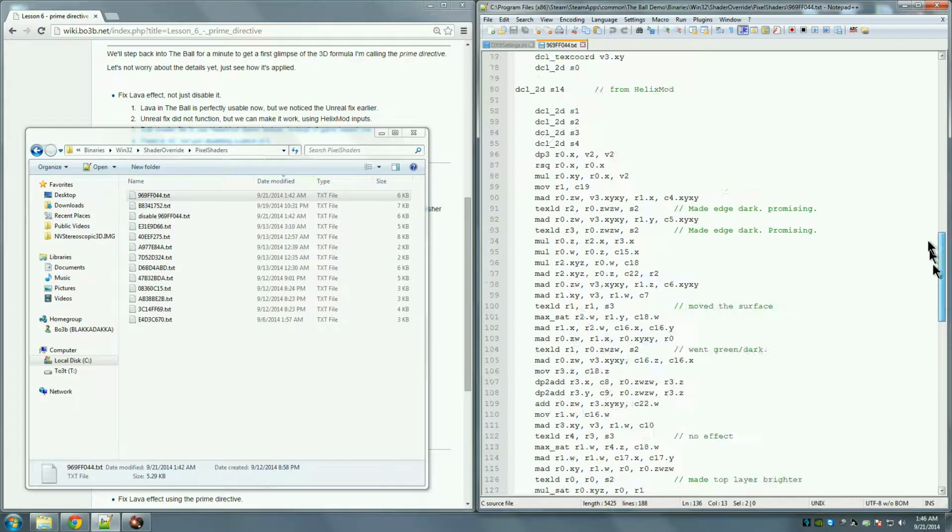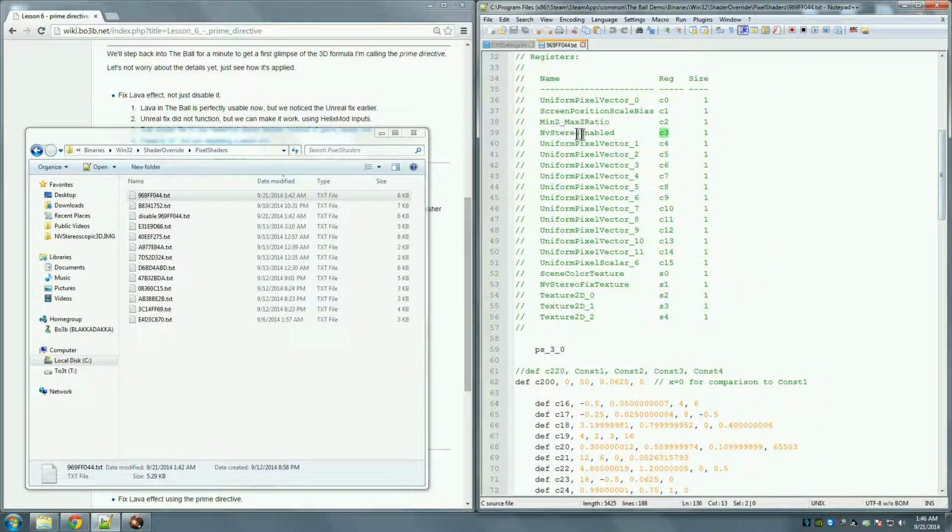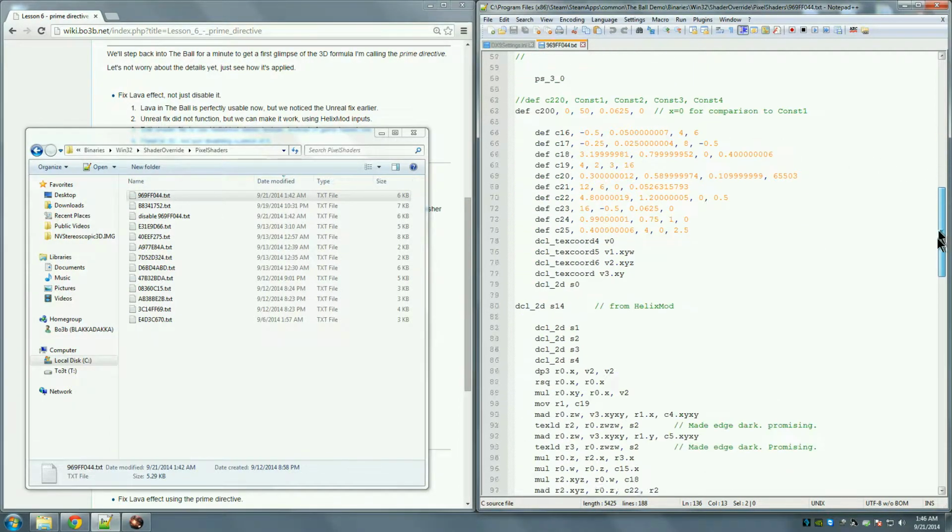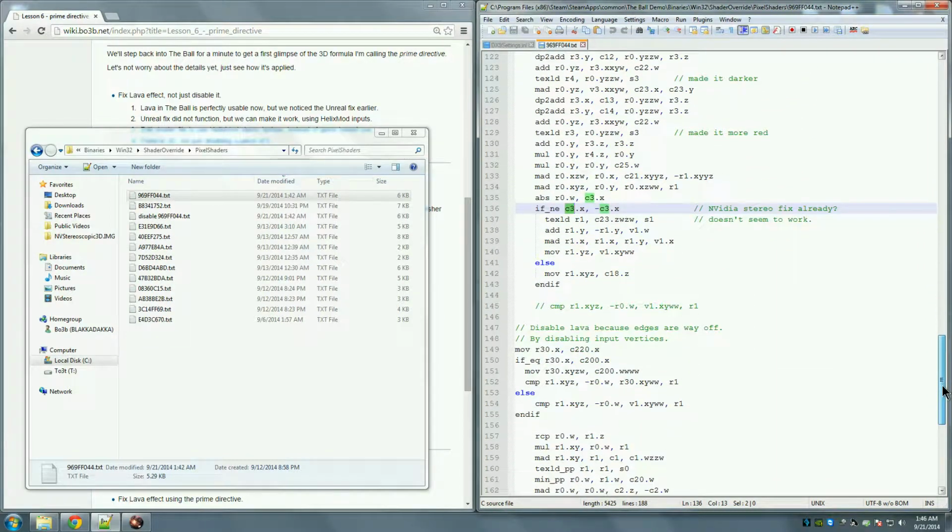The C3 constant is actually the NVIDIA stereo enabled flag for this particular code. Now it seems clear that that always comes in as 0. It's not enabled. But even when we forced it to be enabled, we actually didn't get any effect, probably because this S1 sampler is not initialized properly. But it's always hard to say. Now, I know from experimenting on this code that I can get this to work by using the Helix sampler, which we'll do in just a second.